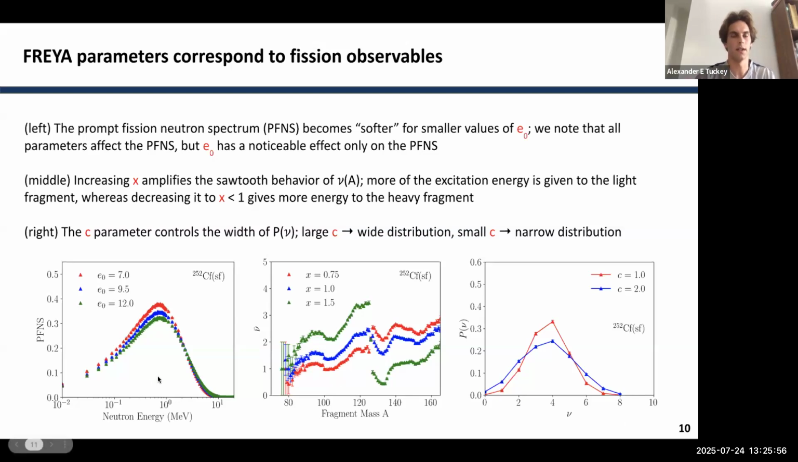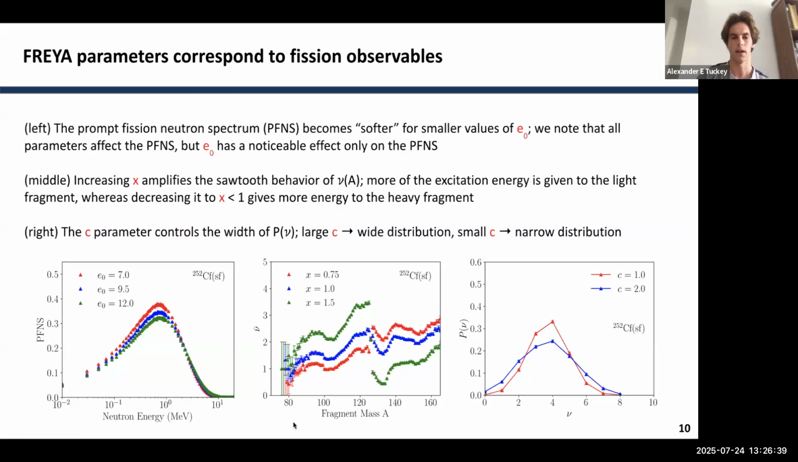And this makes sense because for a smaller value of E0, we have a smaller scission temperature from the relation shown on the previous slide. And so these fragments are less excited and therefore tend to emit neutrons of a lower energy. And I would like to note that really all of the parameters affect the prompt fission neutron spectrum, but the prompt fission neutron spectrum is the only observable that E0 has a noticeable effect on. So we attribute E0 to this observable.